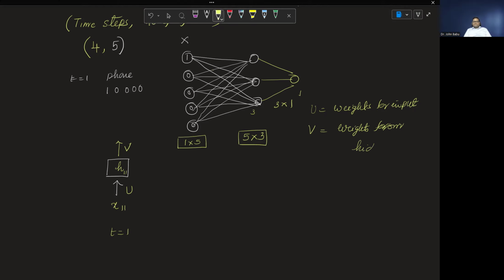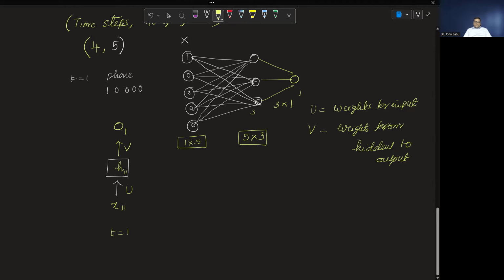Weights from hidden to output, right? So once we do this, we'll get the output, let us say O1. From the O1, you can calculate the Y. So now, in the time 2, you will do the same thing.